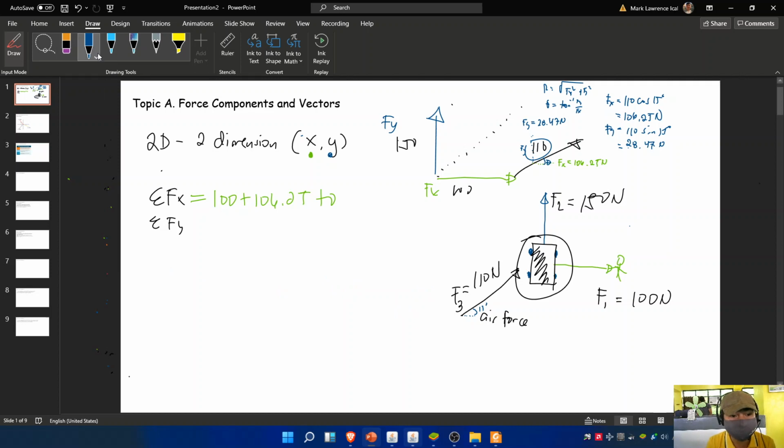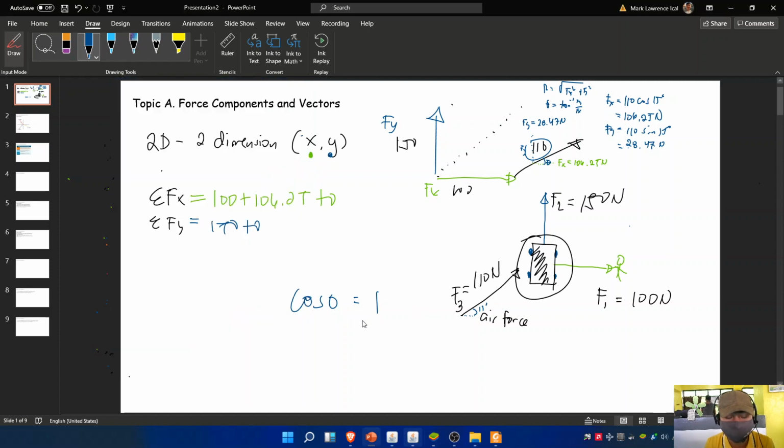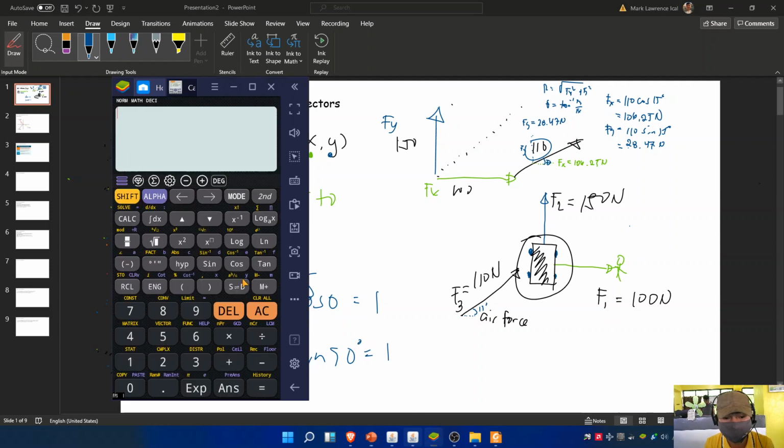Okay, so how about the y component? So we have 150 plus 0 because this is purely x component because cosine of 0 is, diba? Cosine of 0 is 1. Okay. So sorry, hindi pala 0 kanina. Sin 90 pala is 1. Ayan. Sin 90 is 1. Okay. Sin 90 degrees is 1.